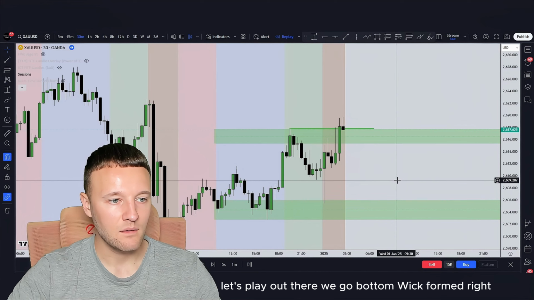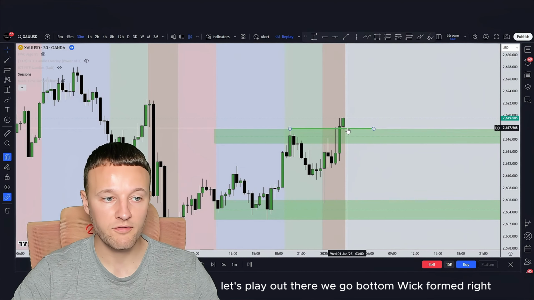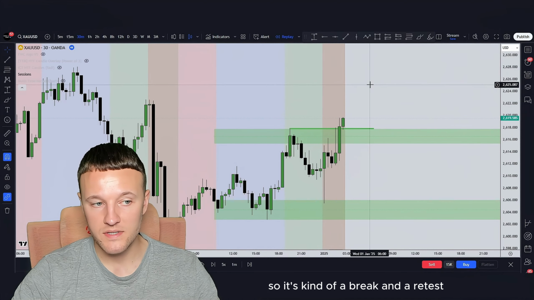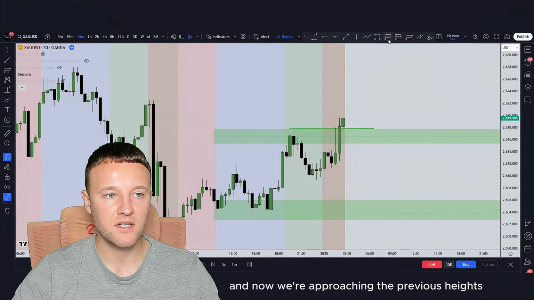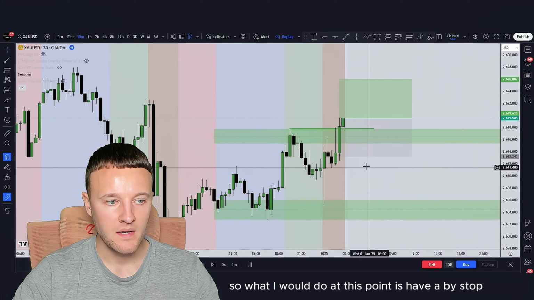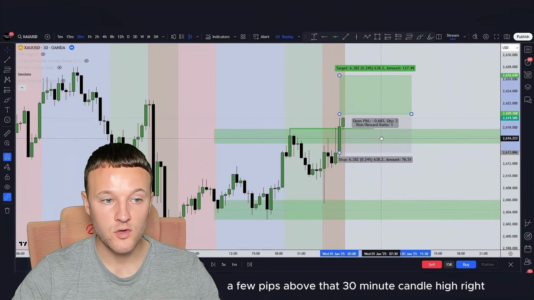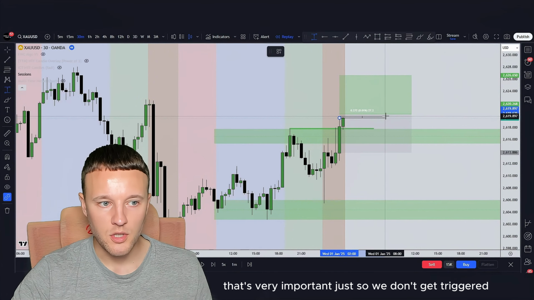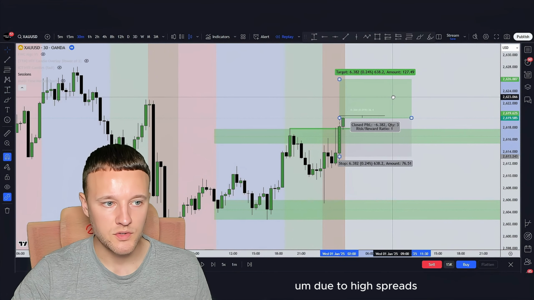Let's play it out. There we go. Bottom wick formed, right? Tap into that area. That's beautiful. So it's kind of a break and a retest. And now we're approaching the previous highs. So what I would do at this point is have a buy stop a few pips above that 30-minute candle high, right? That's very important, just so we don't get triggered due to high spreads.